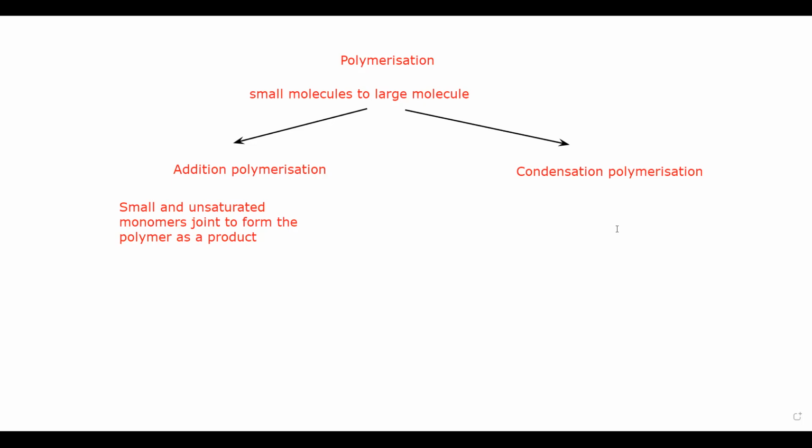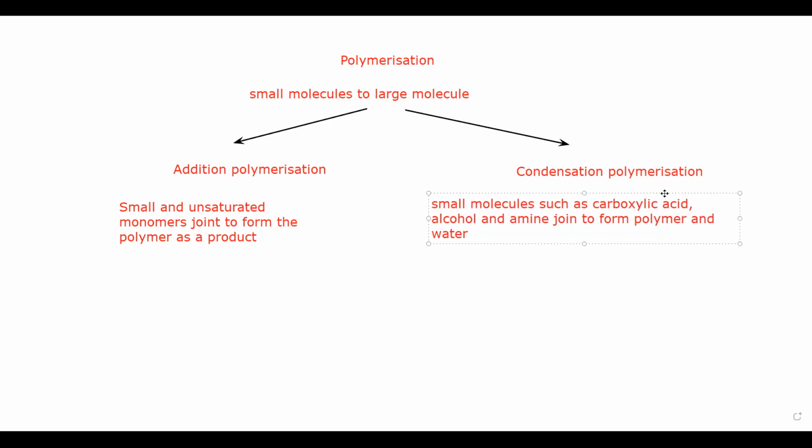But what happened in condensation polymerization? In condensation polymerization, small molecules such as carboxylic acid, alcohol, and amines join to form a polymer. And the term condensation here refers to water. So condensation polymerization has two products. One is the polymer itself and another one is the water molecule.